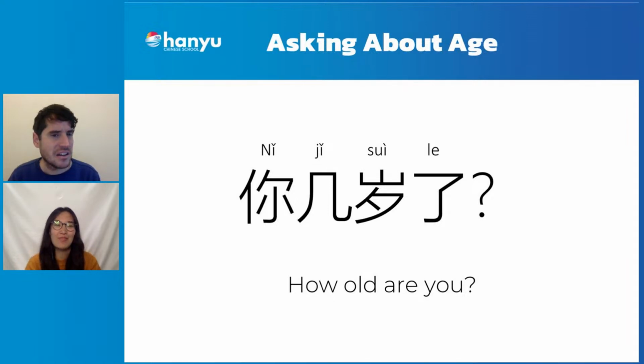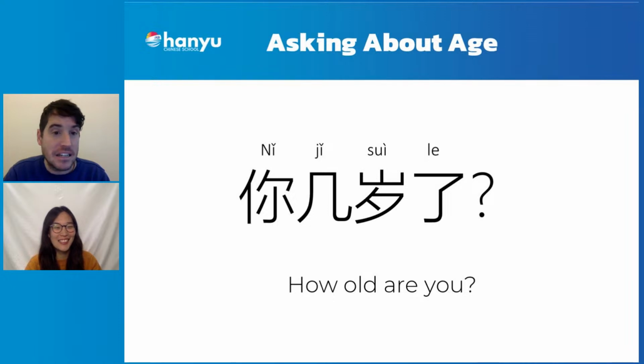What is this 了? It's a completed action or change in state. So we can imagine here it implies now. So how old are you now? Very good. Perfect. Because before he was another number, and now he is this number. So it's clearly a change of state. Very good. 你几岁了? How old are you?